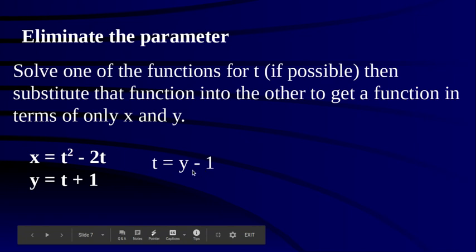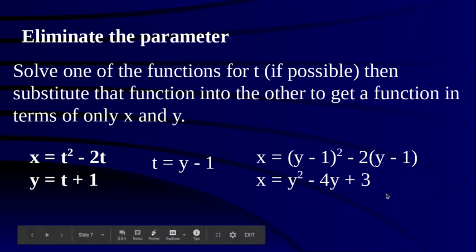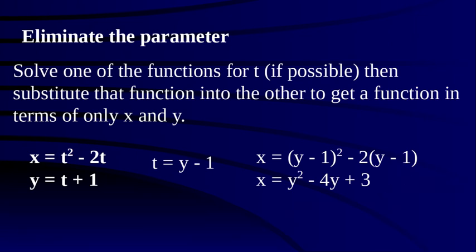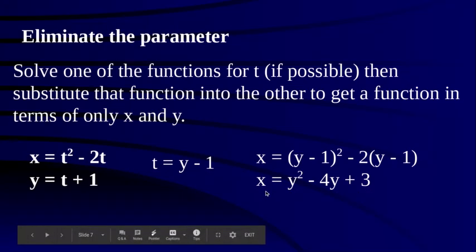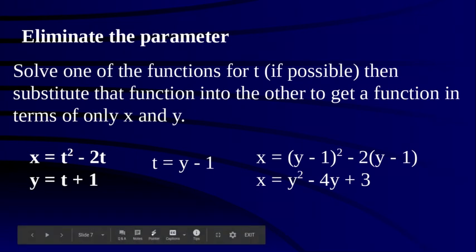And now we could substitute this in for t in that original equation with x. So we'd have to substitute using parentheses. We get the quantity y minus 1 squared minus 2 times the quantity y minus 1. And if you do some foiling, distributing, combining like terms, you end up with this quadratic function. But this is a quadratic x in terms of y. Okay, so the y is being squared, which means it's going to be a sideways parabola, which is exactly what we already saw when we sketched it using our point plotting method.